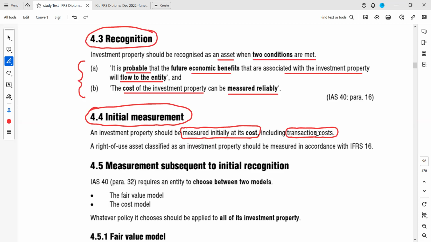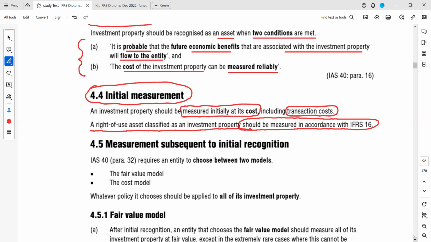And if that property is being taken on a basis of lease, then a right to use asset is investment property and should be measured in accordance with IFRS 16 rule, that is how to calculate right to use asset. After initial recognition, then every year end measurement subsequent to initial recognition.